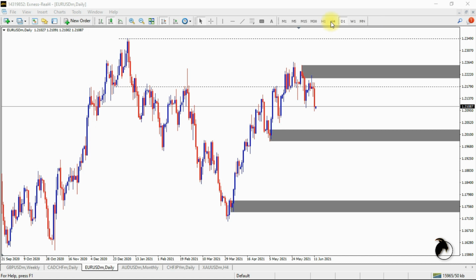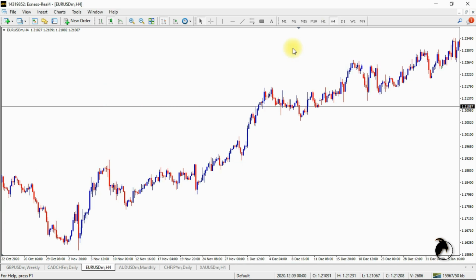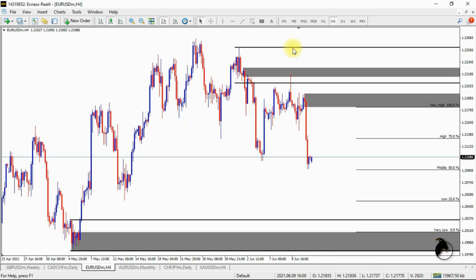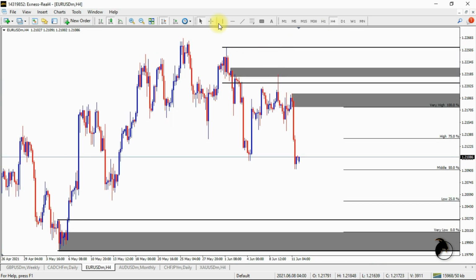So moving down to H4, let's move down to H4. On H4 already we executed on this zone right here. We did take this selling opportunity, and currently we are still the same pips, 101 pips in profit.